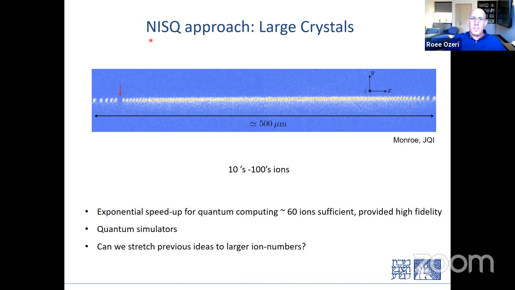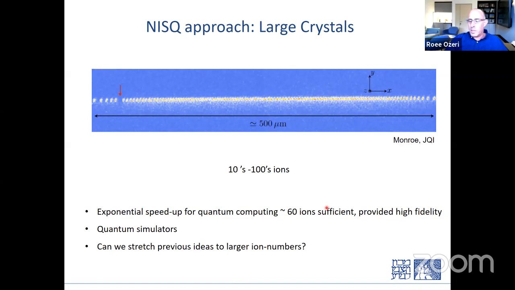Let's try and put more and more ions in the chain, trap chains of 50 to 100 ions or even more, and then try to stretch the previous ideas that I outlined and make them work on these long chains. Now, we know that we can't reach a quantum computer of 1,000 ions this way, but maybe we can reach a trapped ion quantum computer of 100 ions. And because the speed up of quantum computing is exponential, even reaching 60 ions would be sufficient, provided that the fidelity is high enough, in order to reach quantum advantage.